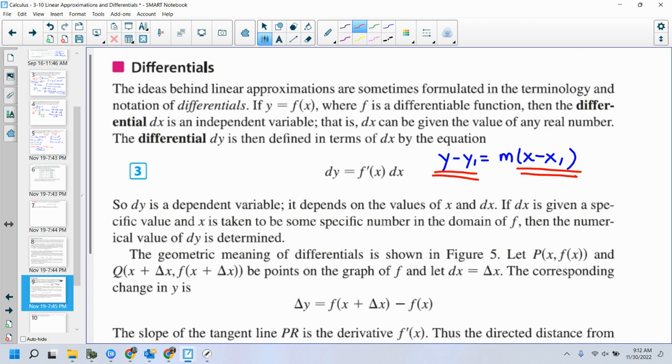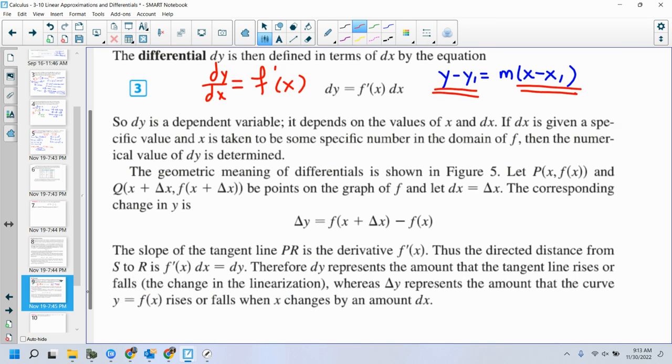And this really introduces the Leibniz notation. If I divide dx over to the other side, it gives me dy over dx is equivalent to f prime of x. By that Leibniz notation, dy dx is really equivalent to f prime of x. So dy is kind of like the dependent variable. It depends on the value of x and dx. If dx is given a specific value and x is taken to be some specific number in that domain, then the numerical value of dy can be determined. If I know what x is and I can evaluate f prime, and I know what the differential on x is, then I can evaluate dy.